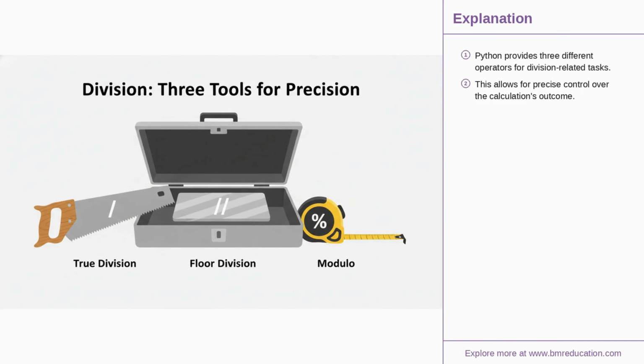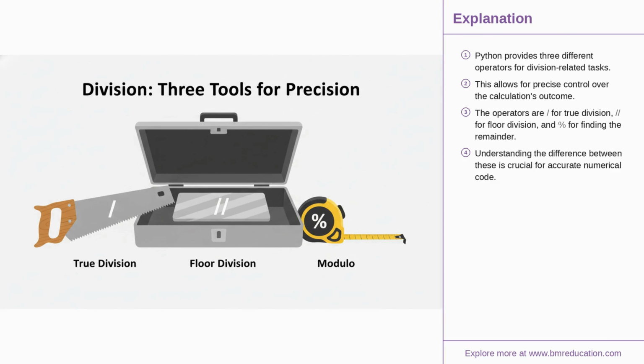When it comes to division, Python offers 3 distinct tools for precise control over your results. This is more powerful than a simple calculator. We have true division, floor division, and the modulo operator. First, let's look at true division, which is likely the one you're most familiar with.